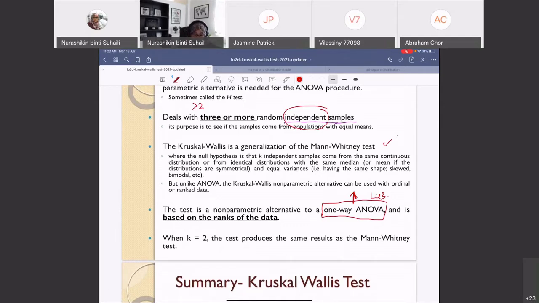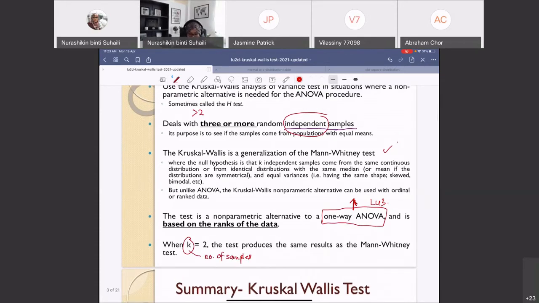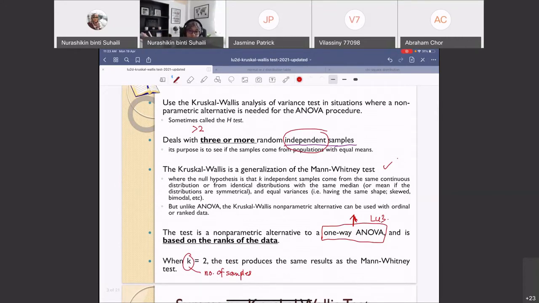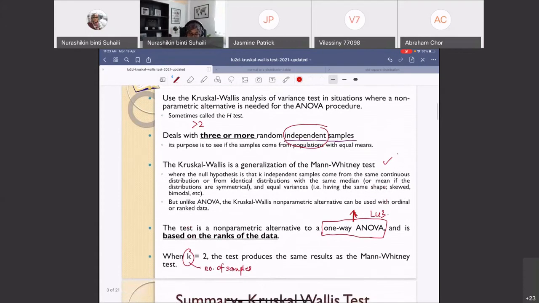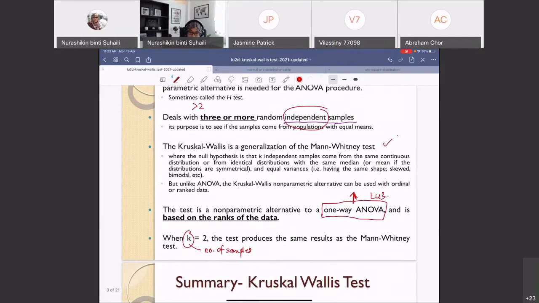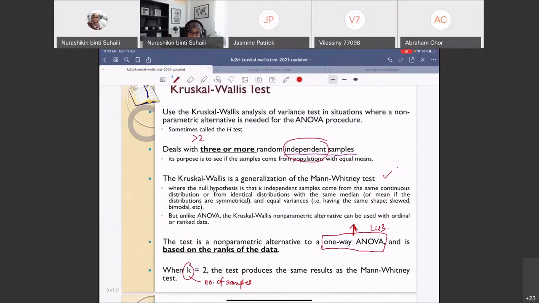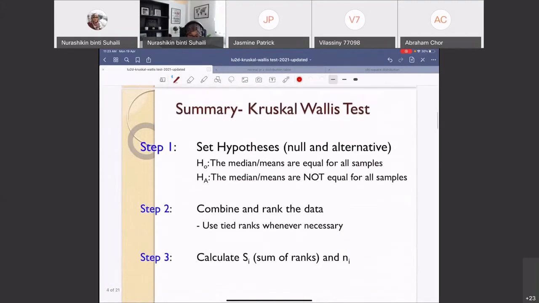K is the number of samples. Obviously in this test, the number of samples should be at least three, four and above, more than two. But when K is two, the test produces the same results as the Mann-Whitney test. The principles are the same as Mann-Whitney, but now it considers more samples and K is no longer two. That's why later you can see some of the steps are the same, especially in terms of the ranking determination. So that's some introduction about Kruskal-Wallis.